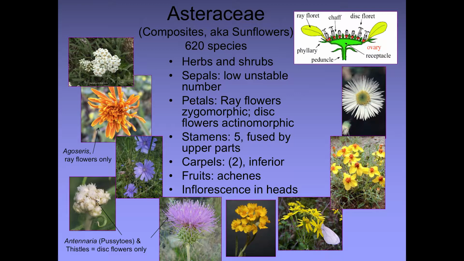Yeah, exactly. So upper left is the common yarrow. Now, having spoken about ray flowers and disc flowers, sometimes you have ray flowers only. So this Agoseris, which is kind of a wild dandelion relative that we have here in the state, has only ray flowers. Your standard common dandelion, only ray flowers. Then there's plants that only have disc flowers, so they don't have those petals on the outside. Pussytoes, and thistles, those are only disc flowers.